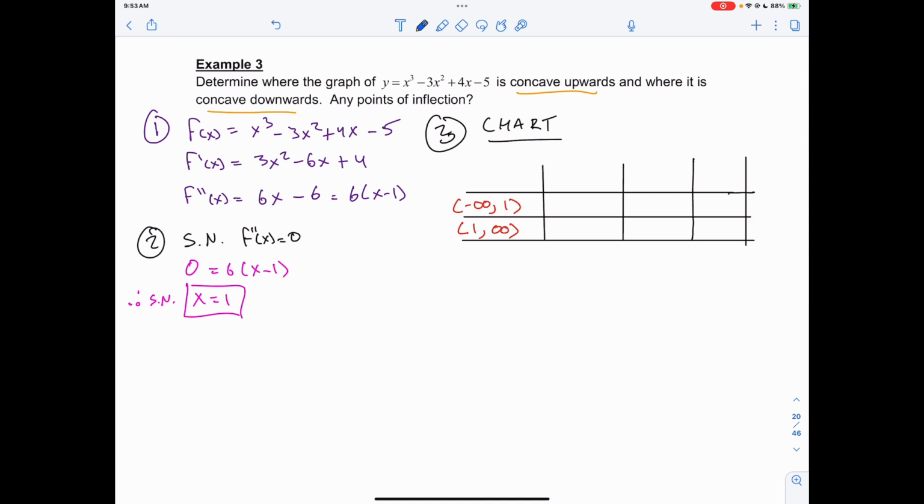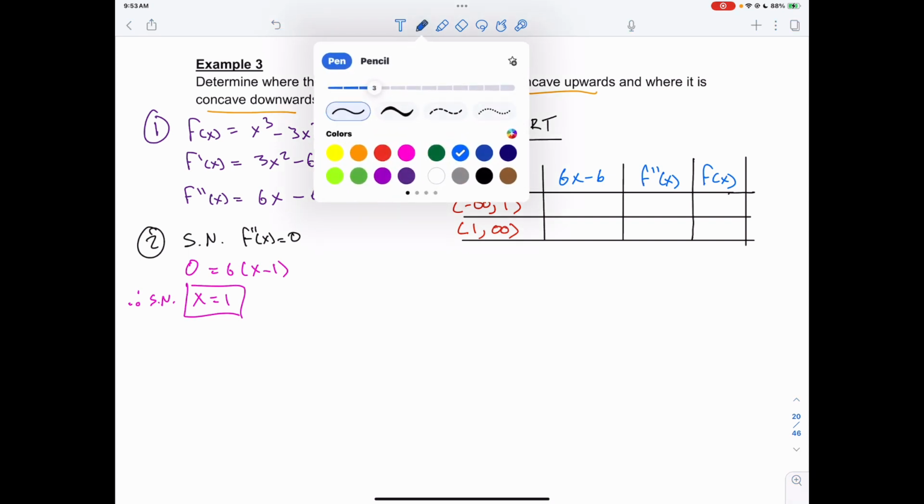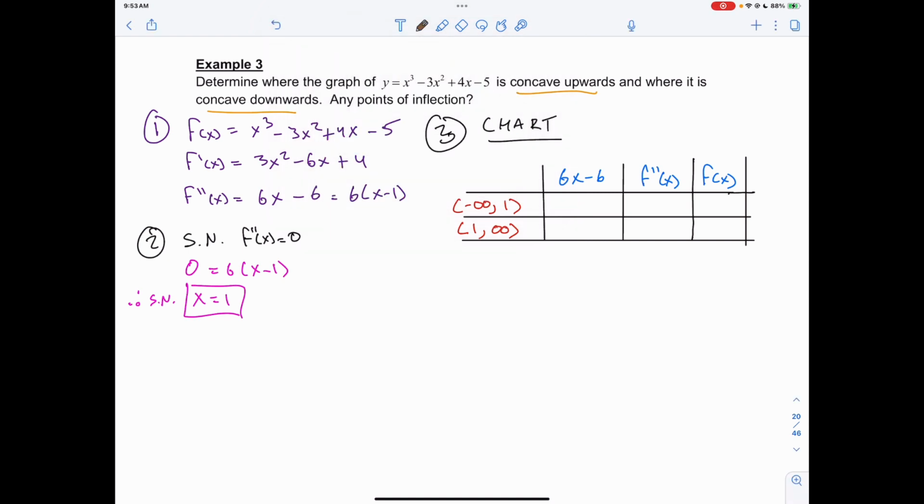I'm going to have the factor of 6x minus 6. What that means for my f double prime of x and what that means for my f of x. So if I pick a number less than 1, like 0, then this is going to be negative. If I pick a number greater than 1, like 2, then this is going to be positive, which means that my second derivative is going to be negative, and then positive.